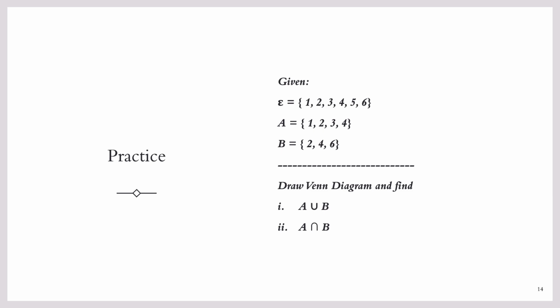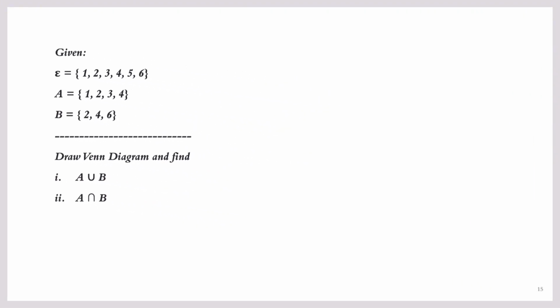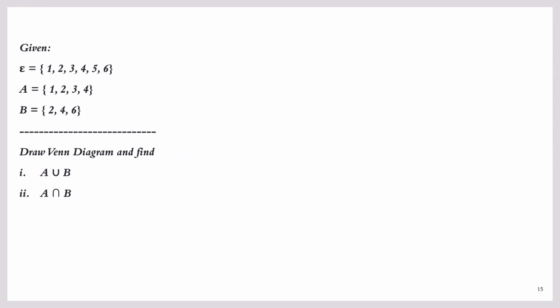Let's do an example. For example, we are given a universal set that contains the first six natural numbers, that are 1, 2, 3, 4, 5, and 6. And our set A is 1, 2, 3, and 4, and set B is 2, 4, and 6. So we are asked to draw a Venn diagram and find A union B and A intersection B. So let's do this example.